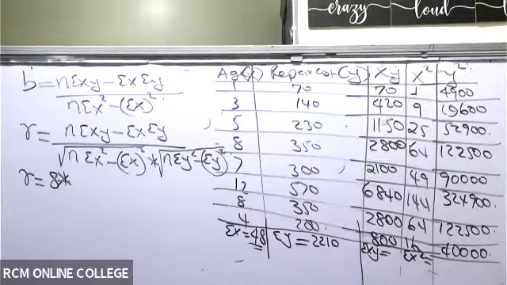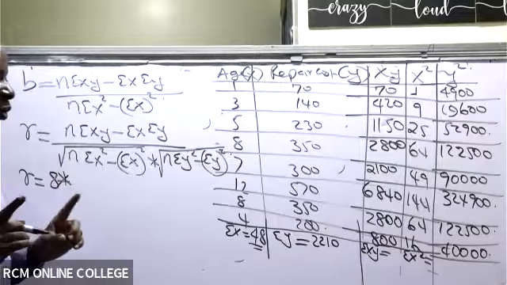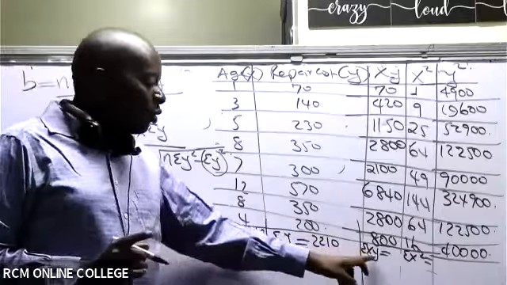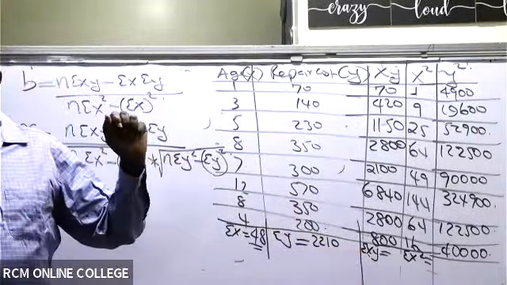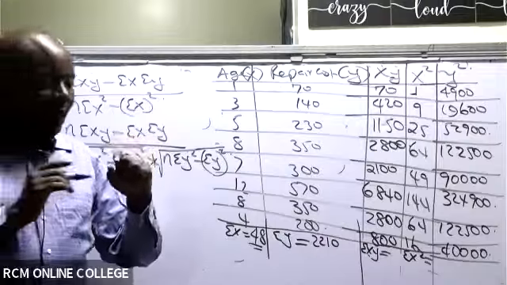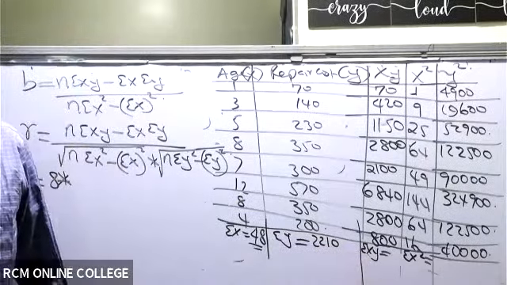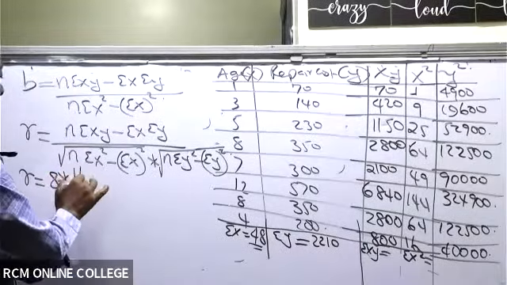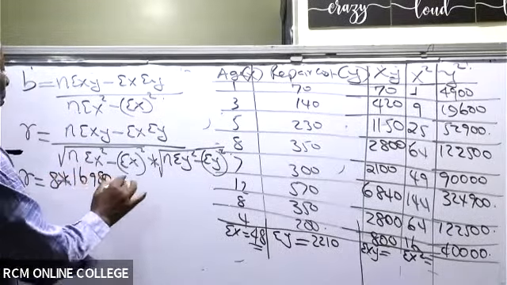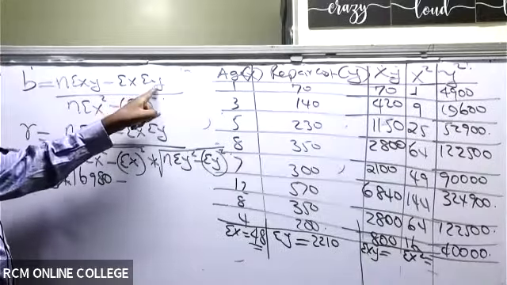Anybody who can remind Mwalimu the summation of xy would really be happy. Not sum of x alone, not sum of y, summation of xy. It was 16,980. I hope you are able to remember that. Minus now summation of x times summation of y.